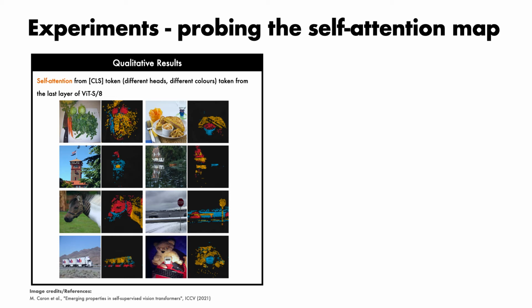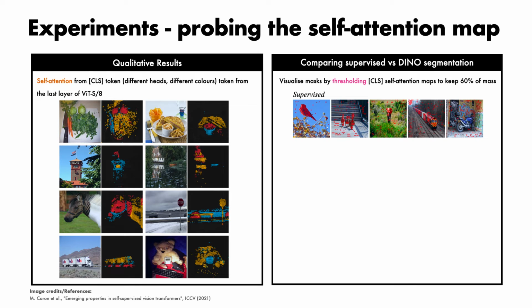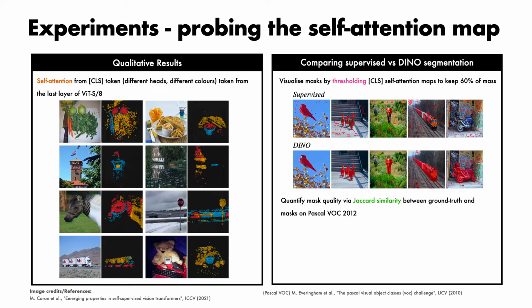To compare the attentions that emerge from Dino with those of supervised transformers, a further visualization is provided by thresholding the self-attention maps of the CLS token in such a way that 60% of the attention mass is preserved. It is found that supervised ViT produces a very noisy segmentation, while Dino achieves a much cleaner grouping of pixels into coherent regions. To quantify this more precisely, the thresholded masks are compared via Jaccard similarity to the ground truth masks on Pascal VOC 2012.